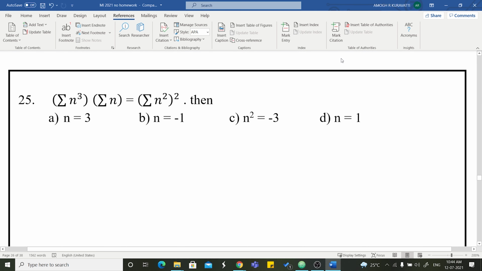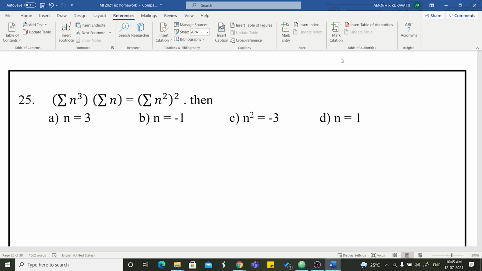Next problem. Sigma n cube into sigma n is equal to sigma n square whole power 2. Then option A, n is equal to 3; option B, n is equal to minus 1; option C, n square is minus 3; option D, n is equal to 1. So let us do the trial and error method or the actual method.